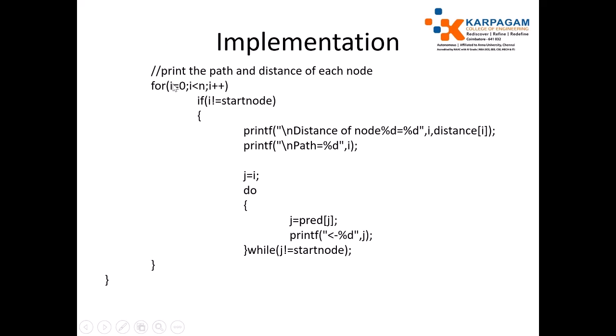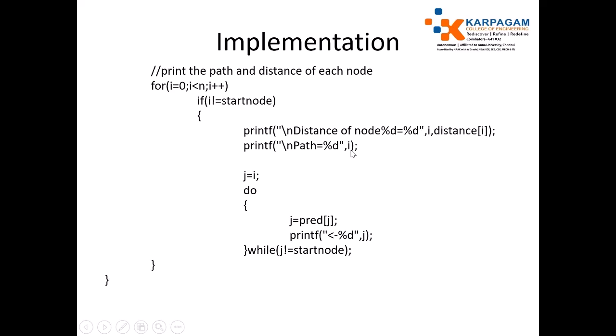Finally, we are printing the path from source to destination. Which one is the path? That path is printed along with the distance. Just use a loop. If I is not the starting node, and if you do not check this condition, it forms a loop actually. If I is not the starting node, just print the distance and the path.